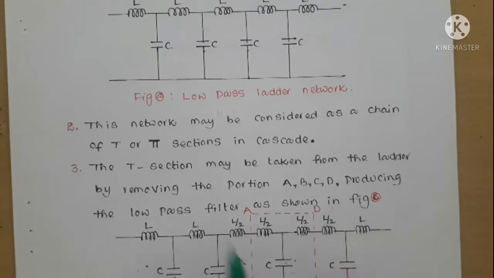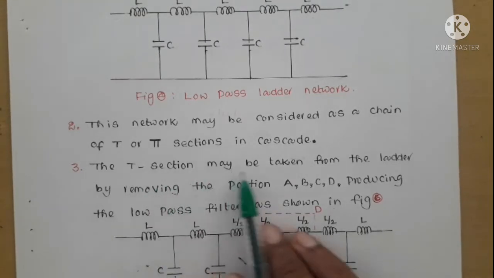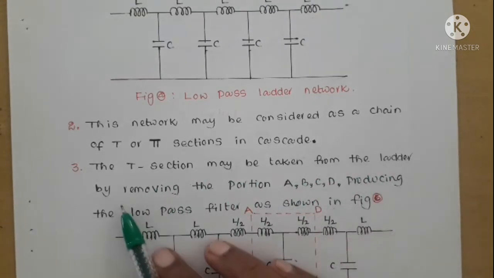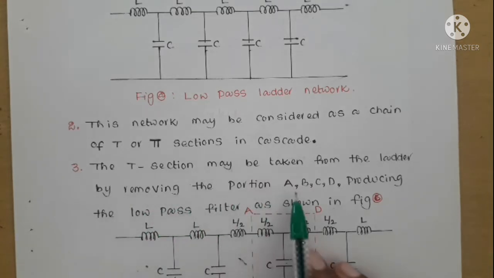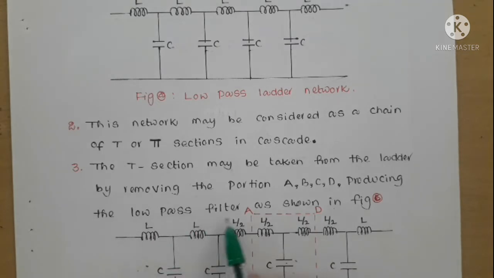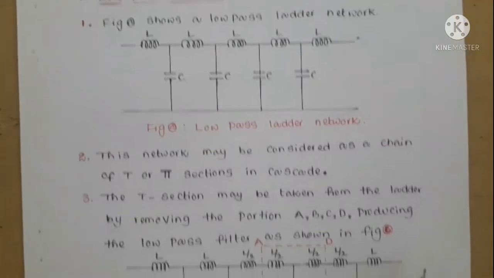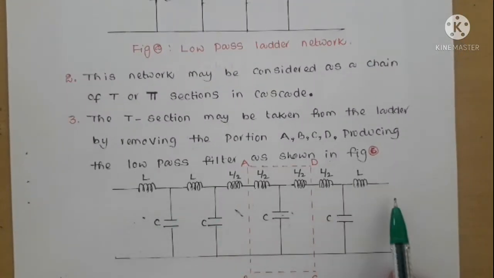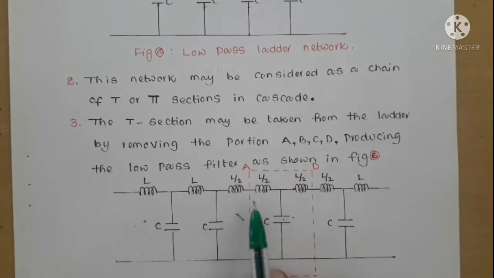The T section may be taken from the ladder by removing the portion A, B, C, D, producing the low pass filter as shown in figure C. Here we are representing this low pass ladder network. I am taking out a separate section, and to take out that one section, we should not disturb the property of the ladder network.